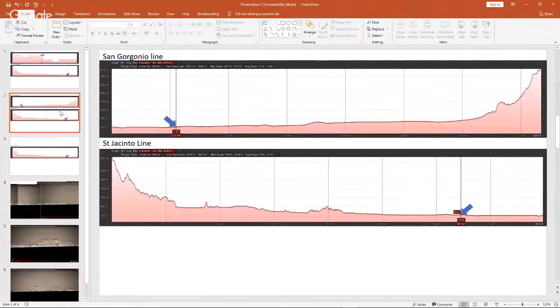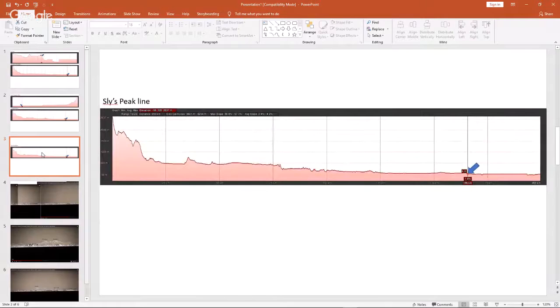These are the ones for more locations. And yes, depending on which direction you start the line from, it makes it go one way or the other. So my bad on that. I have to compensate for that later. And then, of course, the last one to what I'm calling Sly's Peak.